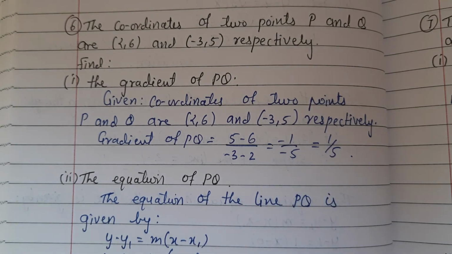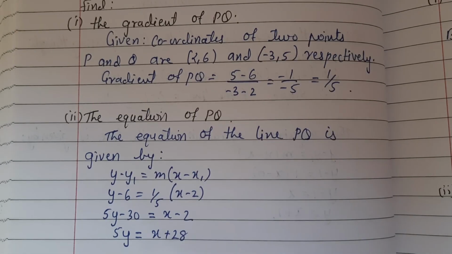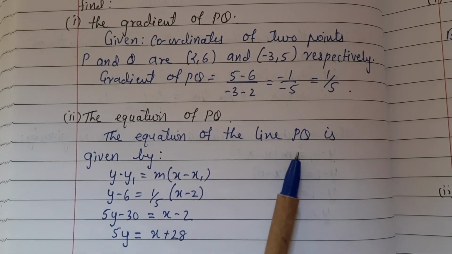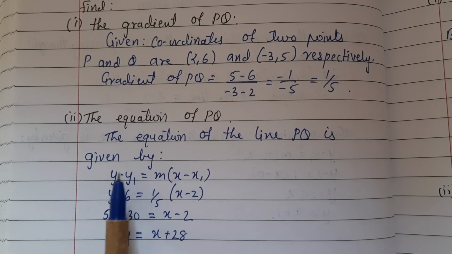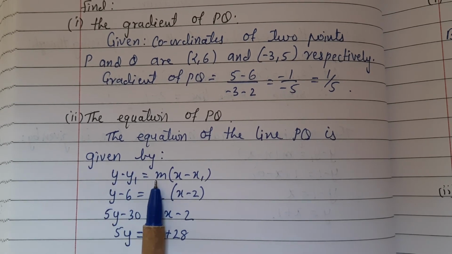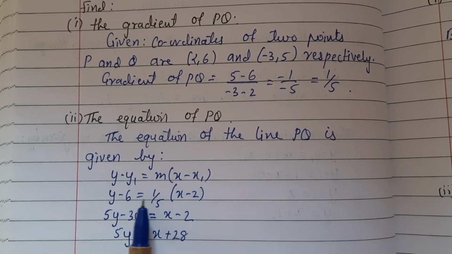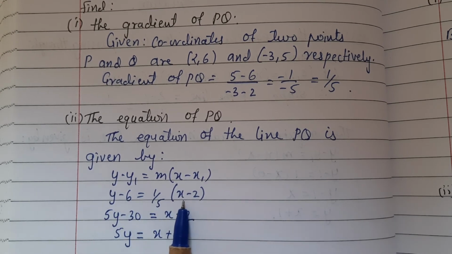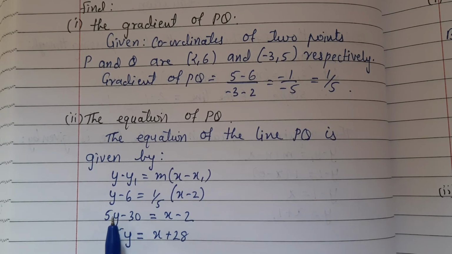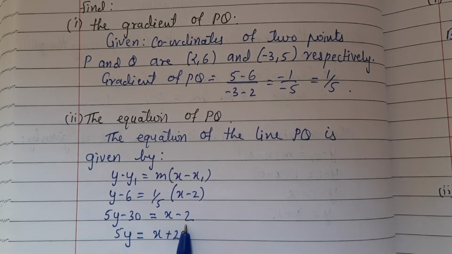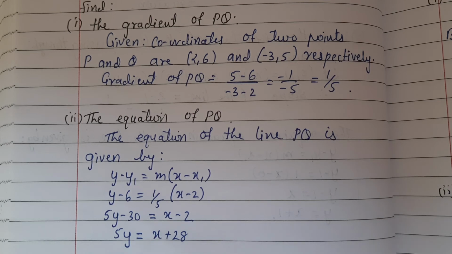Second part, the equation of PQ. The equation of line PQ is given by y minus y1 equal to m into x minus x1. y minus 6 equal to 1 upon 5 into x minus 2. 5y minus 30 equal to x minus 2. 5y equal to x plus 28.